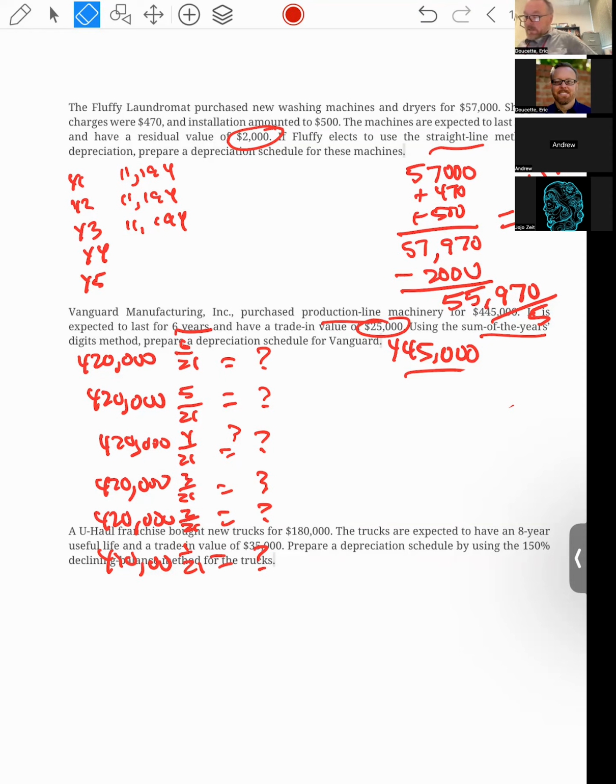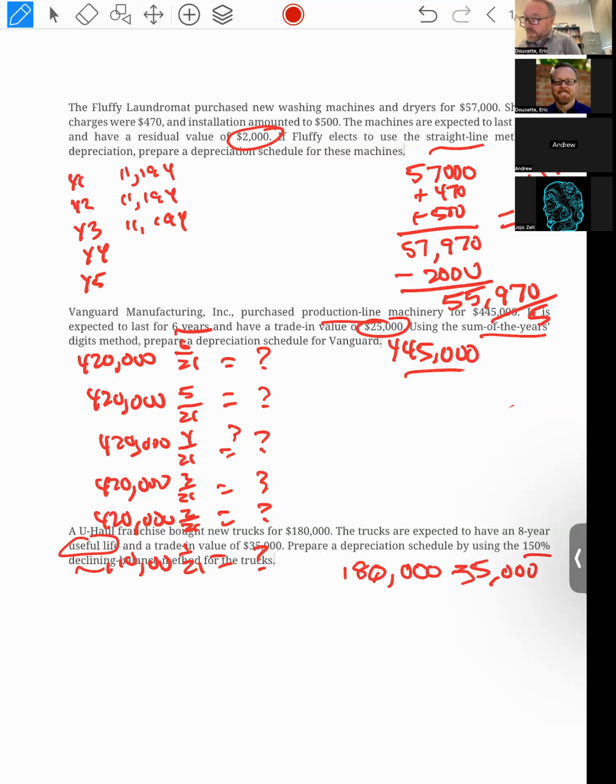And then the last one is the useful life. So what would be the useful life? So a U-Haul franchise bought new trucks for 180,000. Expected to have an 8-year useful life and a trade-in value of 35,000. So we're going to say 35,000. Oh, they want me to do the double declining balance on this one. Okay.